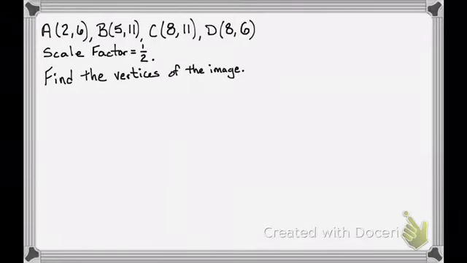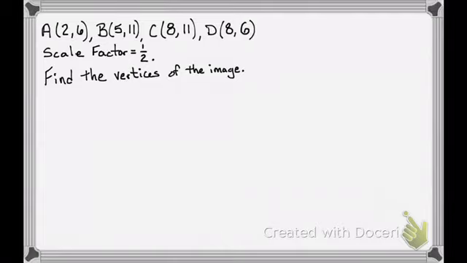All right, one more video on dilations, and then we're going to be moving into similar triangles. So let's say we know the coordinates of a shape. We've got a quadrilateral. It's got 4 coordinates, A, B, C, D. They're given to us, and we know the scale factor is 1/2. So we have a reduction here, right? We want to find the vertices of the image.